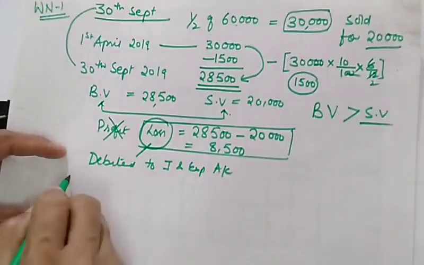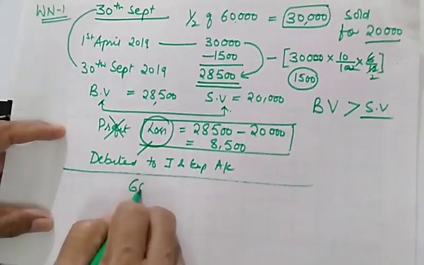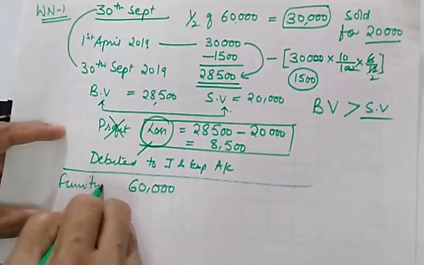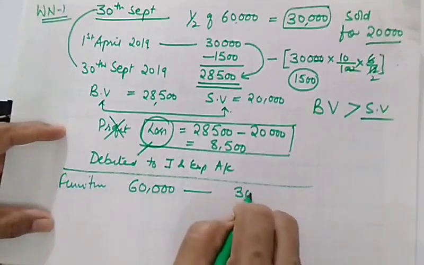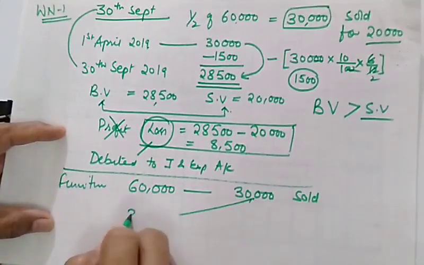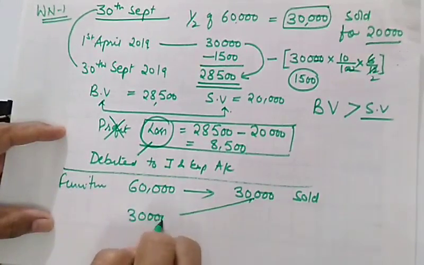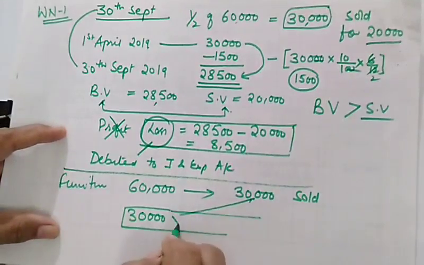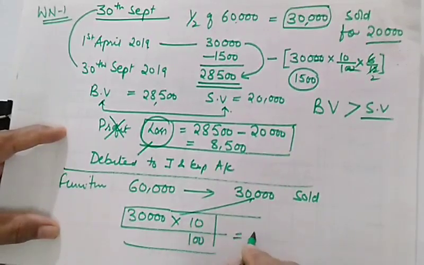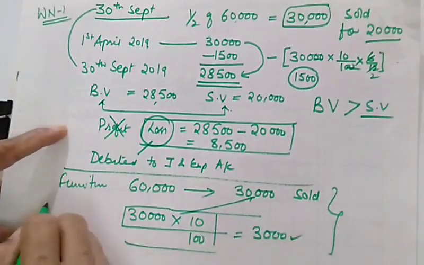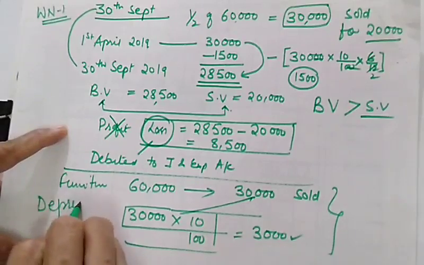Now the point is, initially we had 60,000 value furniture with us, and out of this we separated 30,000 because 30,000 is sold off. So remaining is left with 30,000, and there is no purchase during the year, so we'll be charging full depreciation on this particular furniture. So the full depreciation on this will be 3,000. This is how we'll be calculating depreciation on remaining furniture.